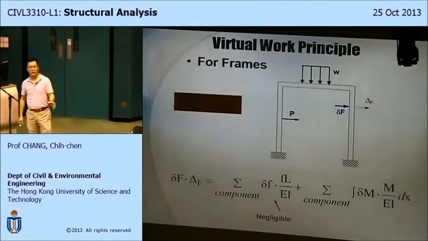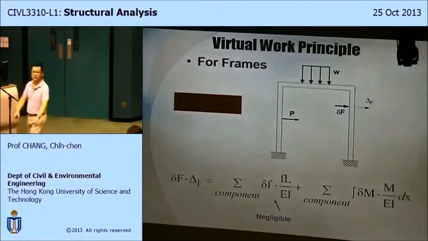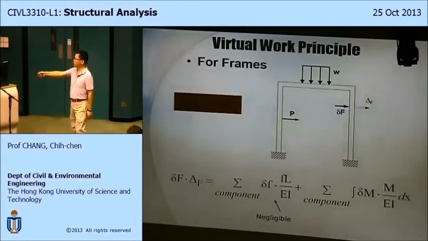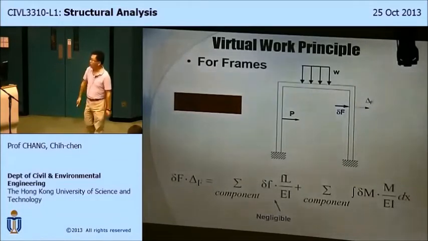So virtual strain energy, as you can imagine, will be coming from two parts. One is the contribution from shear force and axial force. The other is the contribution from the bending moment. Okay? So there will be two parts of contributions. This is the actual force contributions. This is the bending moment contributions.